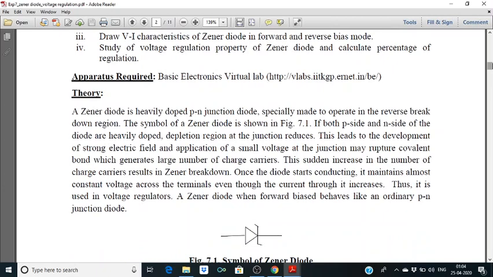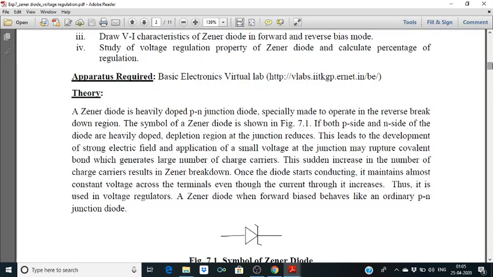Now, what is the difference between a Zener diode and a normal diode? Zener diode is a heavily doped p-n junction diode, specifically made to operate in reverse breakdown region. When we increase the doping, the width of the depletion layer reduces. The difference between the valence band at the p side and conduction band at the n side is reduced. The charge carriers can easily tunnel through this depletion layer.